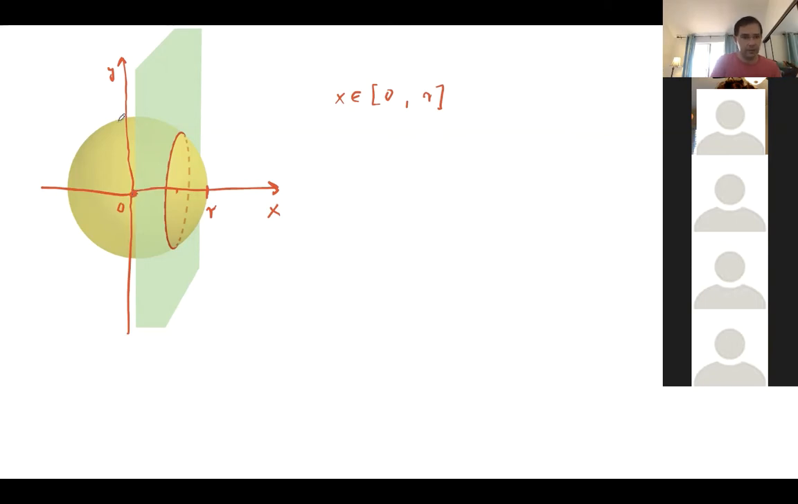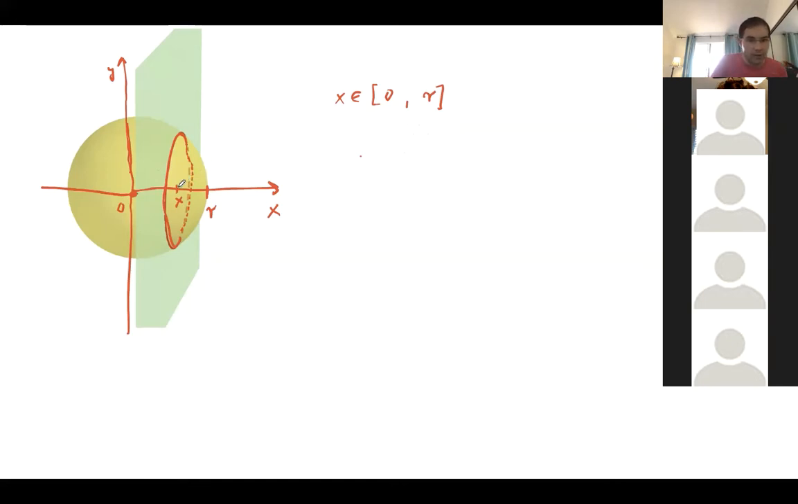So from 0 up to the radius. I'm fixing any point x between 0 and the radius. This is my point x, and this is the corresponding cross-section. The cross-section is a circle of some radius. So I want to compute the area of the cross-section. So let's see.